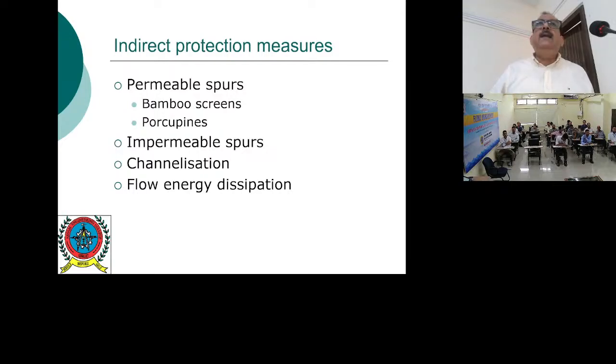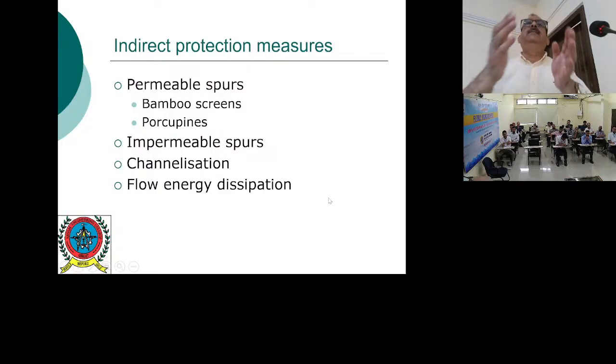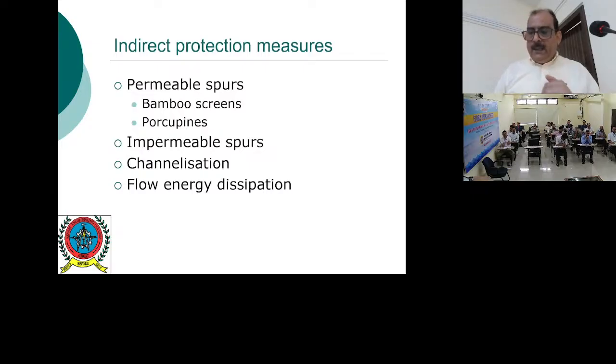And then direct measures and indirect measures. Under this we have permeable spur or impermeable spur. We have channelization, flow energy dissipation. These things I will discuss. Flow energy dissipation is a new concept, but though the concept is new, what I have seen in Guwahati, this concept is practiced from long ago. When I was a child, even that time I have seen in Fancy Bazaar, Uzan Bazaar area, during flood time there will be lot of ships standing near the bank. They are protecting the bank from the direct impact of water. That is nothing but flow energy dissipation. Rest things I will discuss one by one.